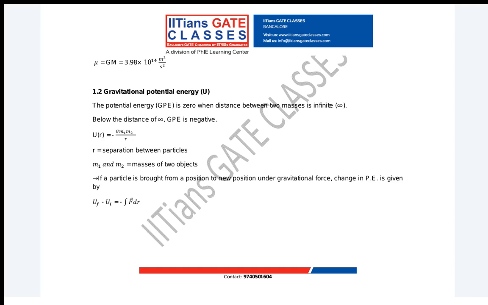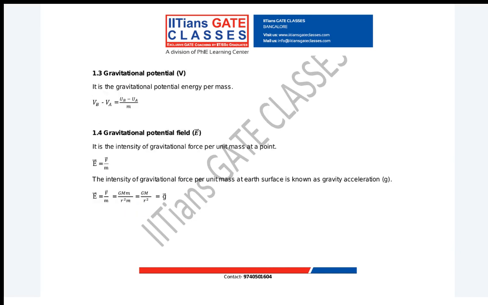Okay, why negative? Because to separate these particles, you need to apply energy, or you need to give energy so we can separate the particles. Okay, now if you move particles from one place to another under gravitational force, then that will be what? Change in potential energy. And we can find it with this formula, which you have learnt in your 11th physics.